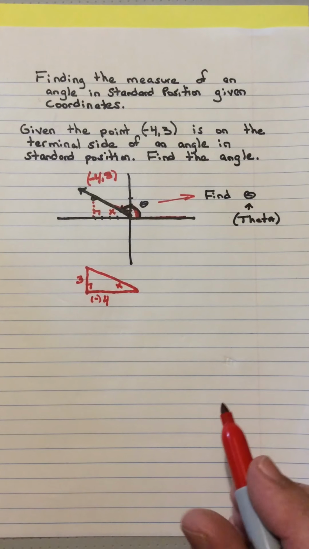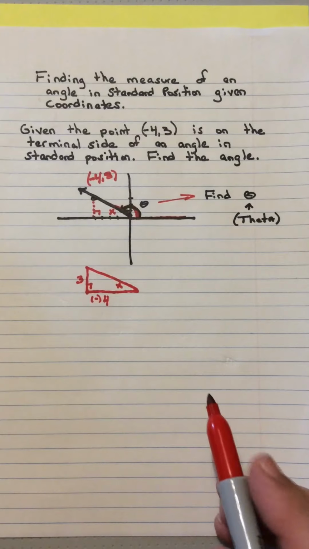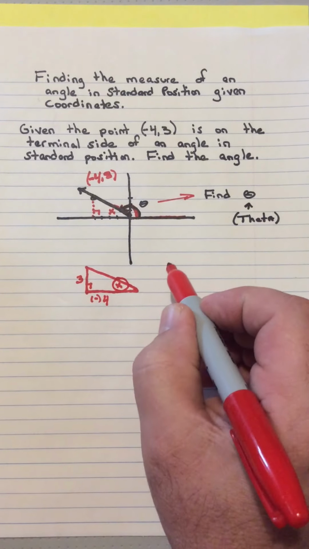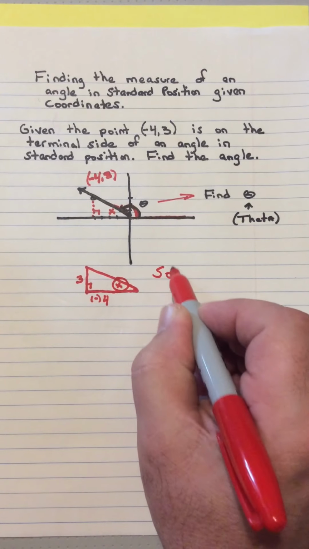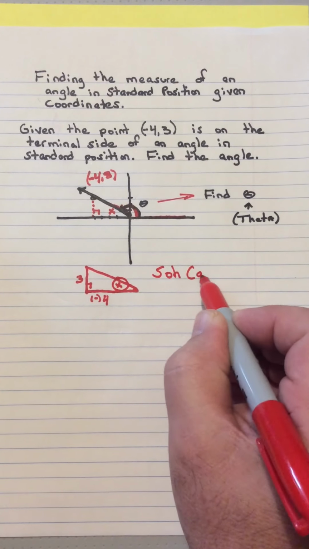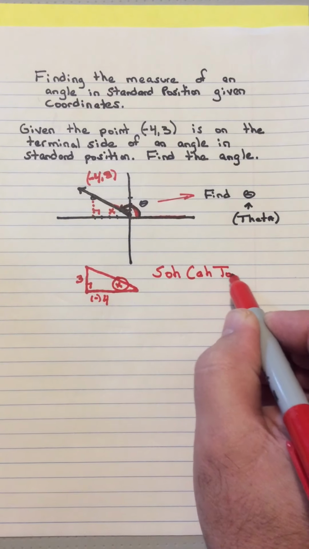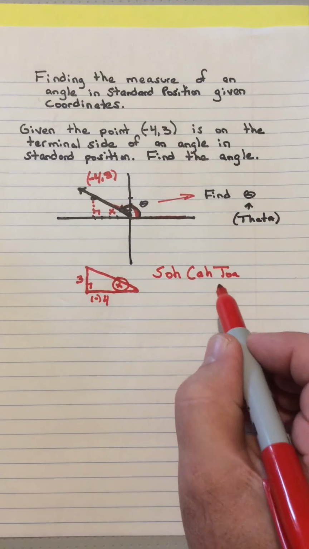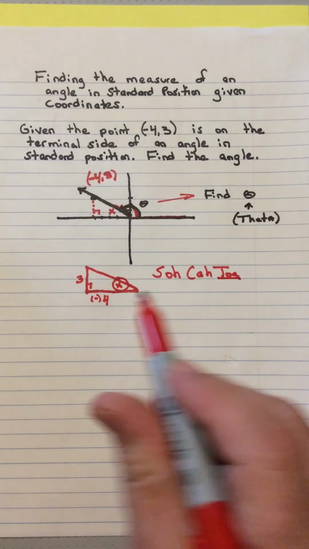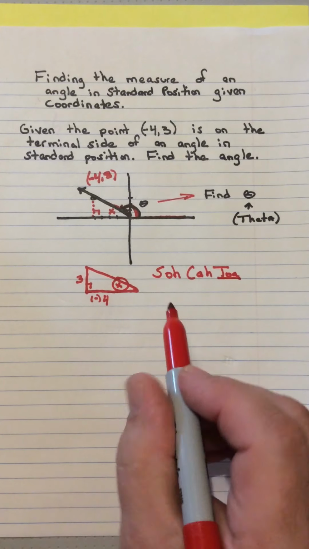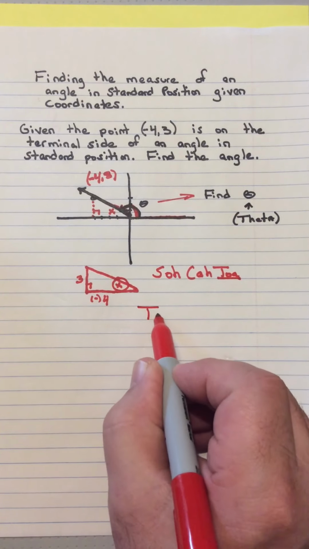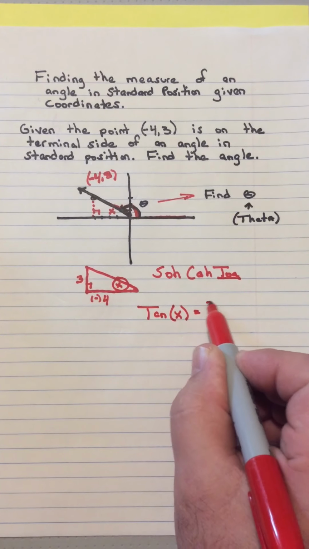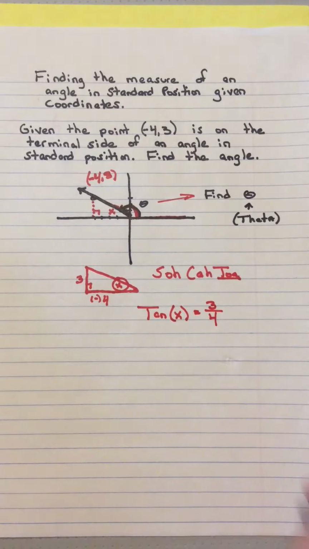If we remember back to our geometry class, we can now find the measure of this angle using our SOHCAHTOA trigonometry. And I'm going to use the tangent because I have the opposite and the adjacent. So I'm going to say the tangent of angle x is the opposite over the adjacent.